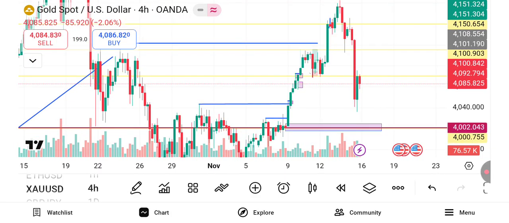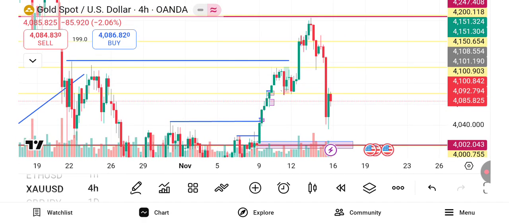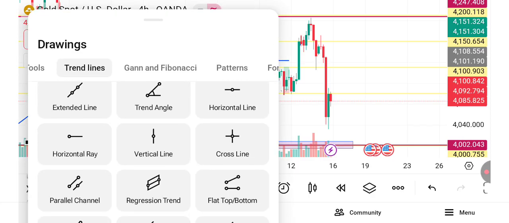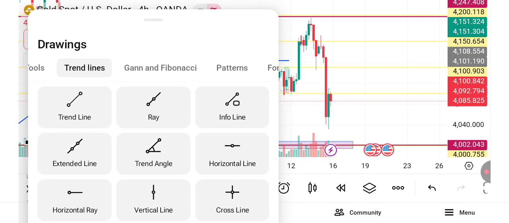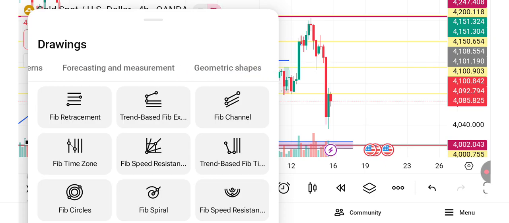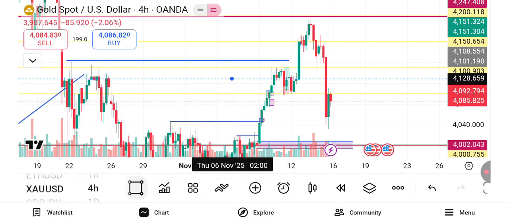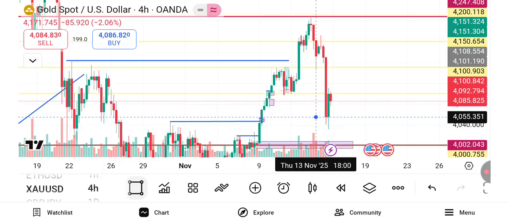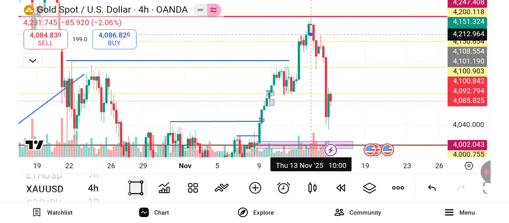So seeing this break of structure, you can see the pullback. You can see the reaction. Let's check the reaction of gold. After making that strong pullback, see the reaction. You can see the reaction just from this top.